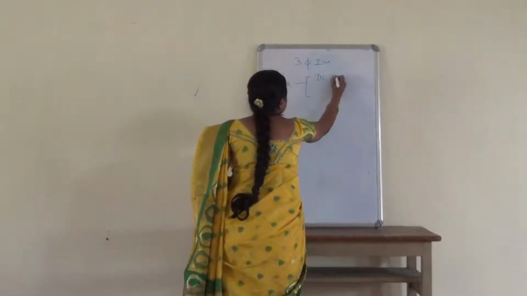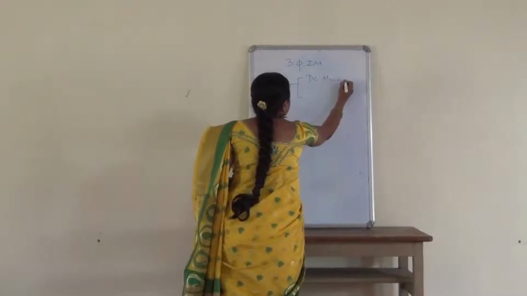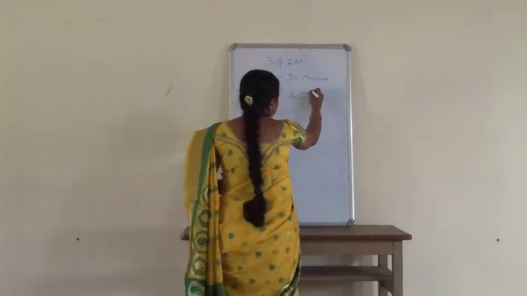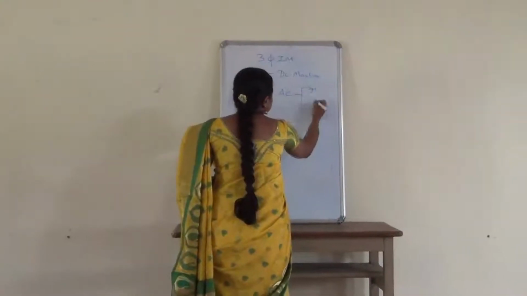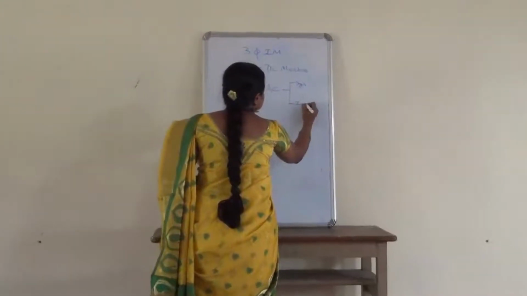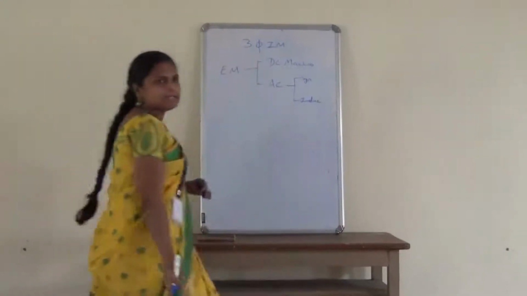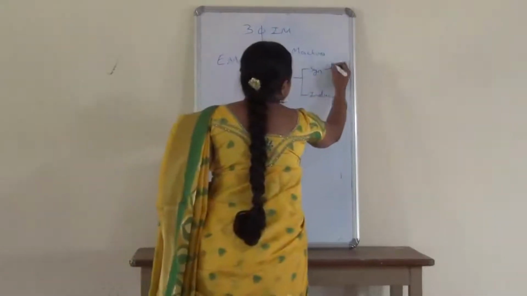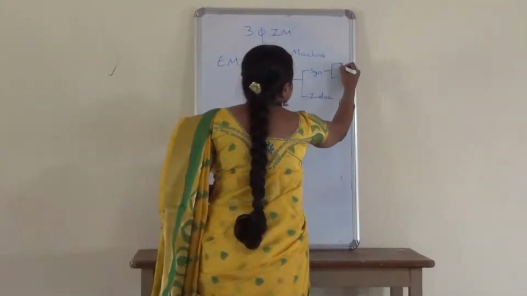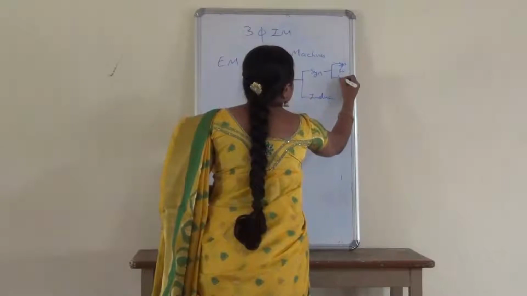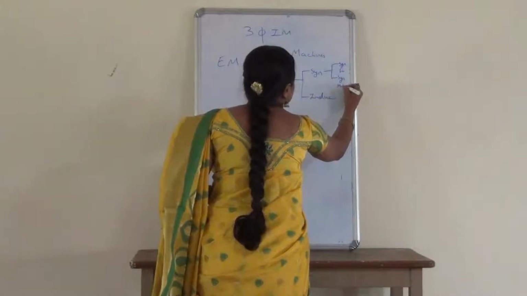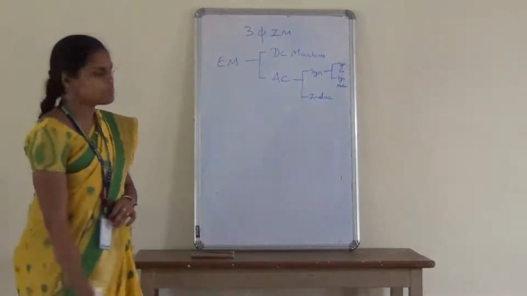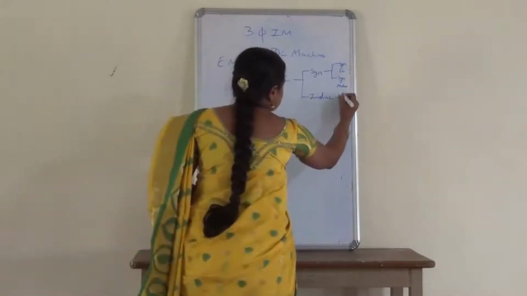DC machines. Another one is AC machines. AC machines are further classified into synchronous machine and induction machine. Synchronous machine is further classified into two types: synchronous generator and synchronous motor. Induction machine is further classified into two types: one is induction generator, another one is induction motor.